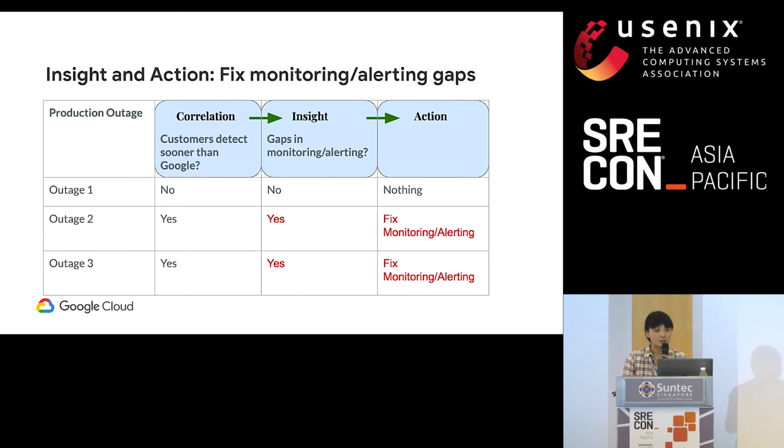For outage number 2, the correlation shows we do need to improve our monitoring and alerting system so that we can detect our production problem much sooner than our customers do. And outage 3, the correlation result also shows for some services we need to improve the monitoring and alerting system.